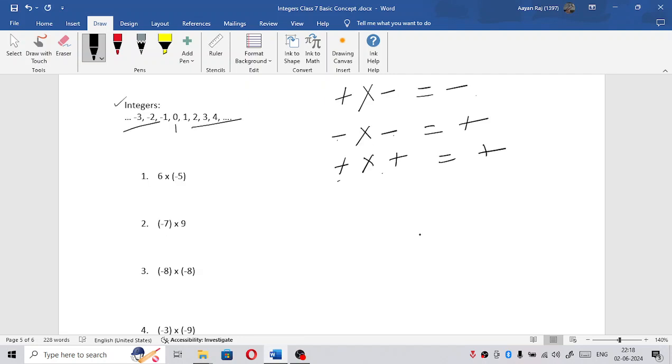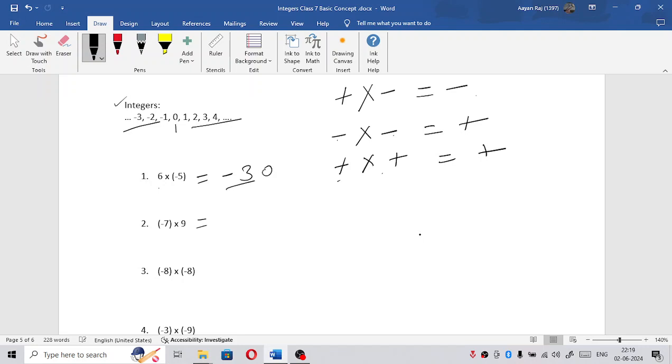Let's see the first example now. If you see the first example, the sign is positive and the next one is negative. So it is plus into minus. So what you have to write, you have to put the sign negative here. And now 6 into 5, it is 30. So for the first question, the answer is minus 30.